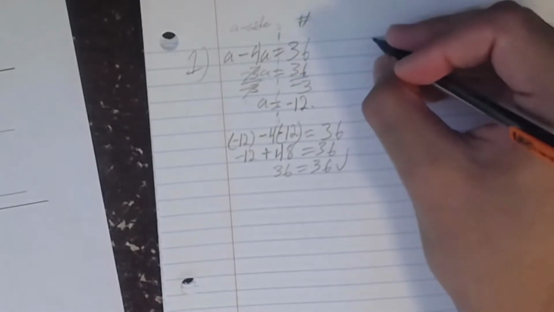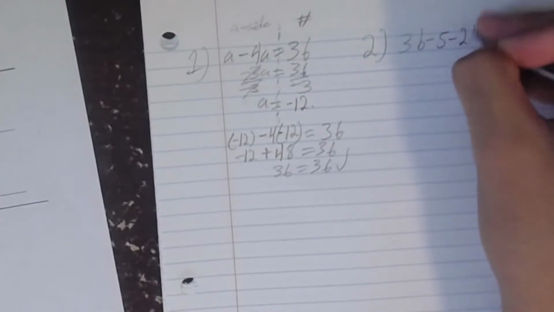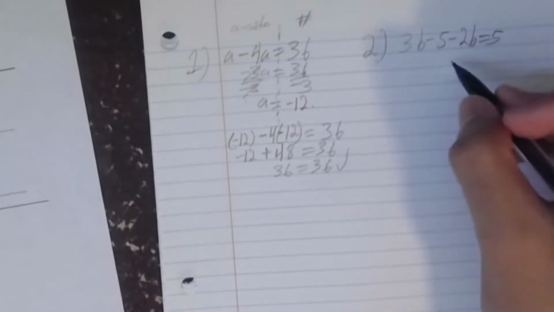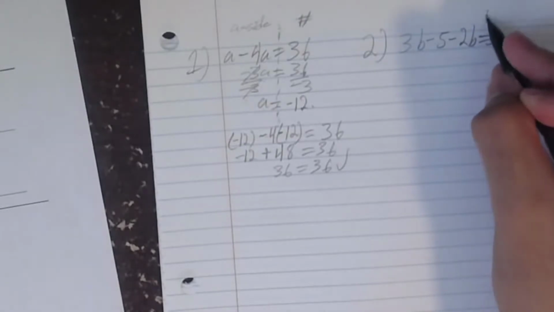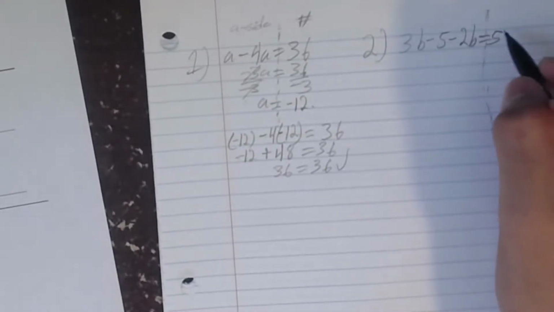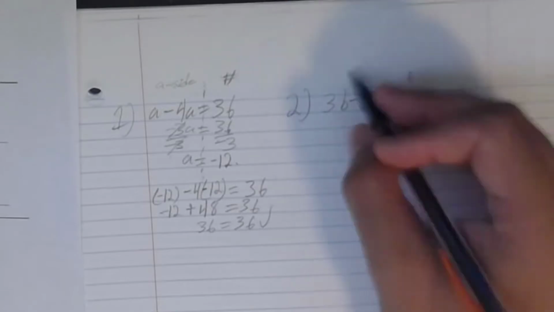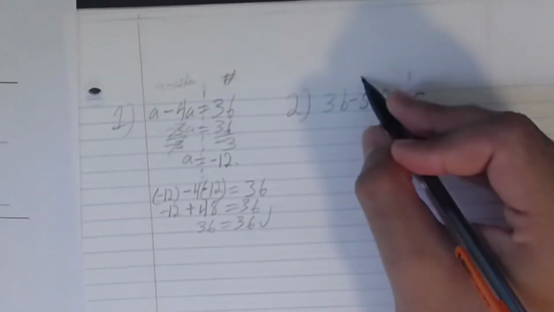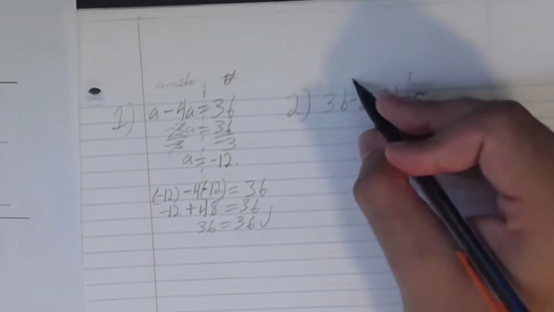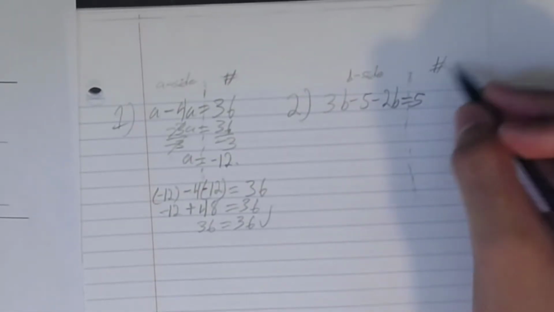Now we have problem number 2: 3b minus 5 plus 2b equals 5. Combine like terms. Well, actually, no. First, let's do what I like to do: draw the invisible wall. This is one equation, one unknown. We're solving for b, as it says right here, and we need to decide which side we want our b on. It doesn't matter. I'm just choosing this side, so this is going to be the b side, and this is everything else, or the number side.